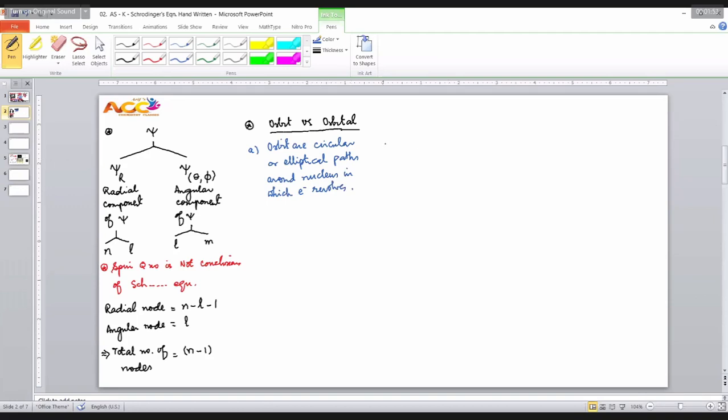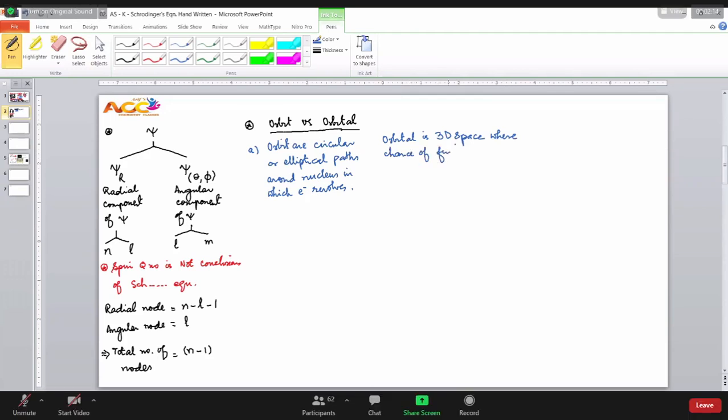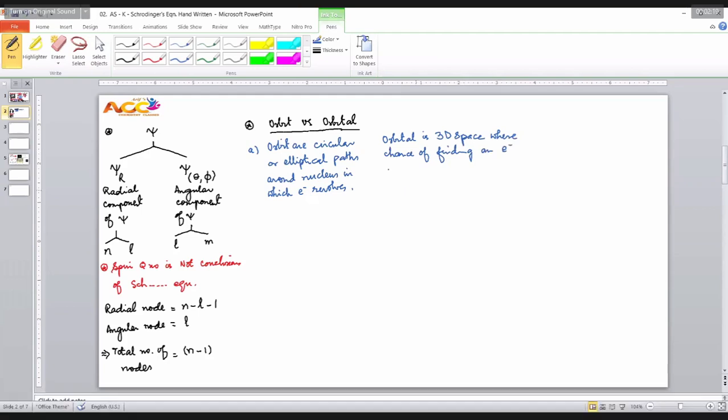Come on, if you consider this one, orbital is three-dimensional space where the chance of finding an electron is maximum. How much? Some books say 95%. For intermediate examination, this is suitable language, 95%. But for IIT, maximum is enough.